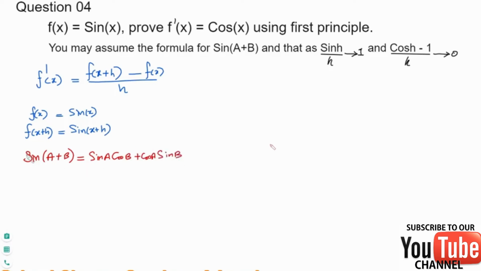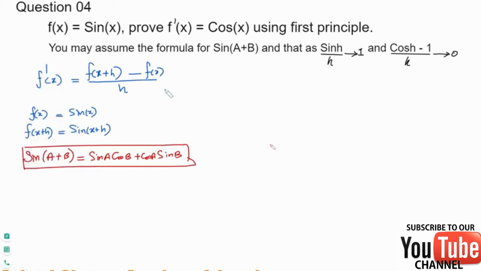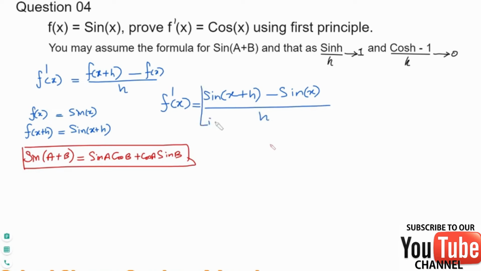You need to apply this trigonometry addition formula in this question. Let me help you to do these questions. I'm going to change it back to blue color. So get back to f dash x. So f dash x equals, f of x plus h means sine of (x plus h) minus sine x over h, and the limit as h goes to 0.